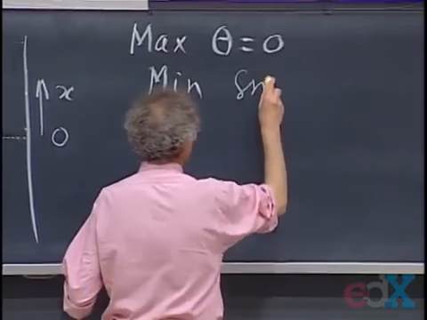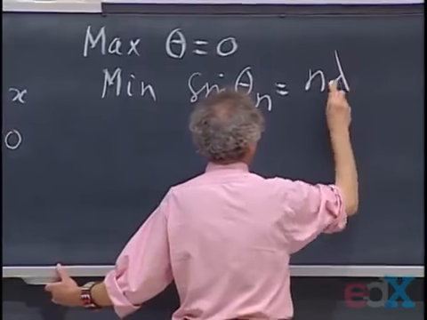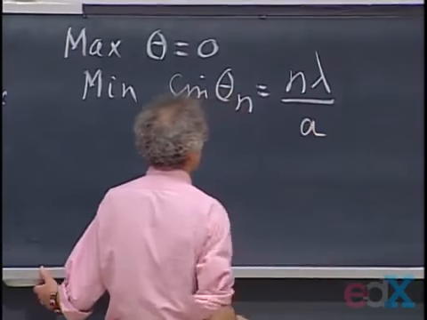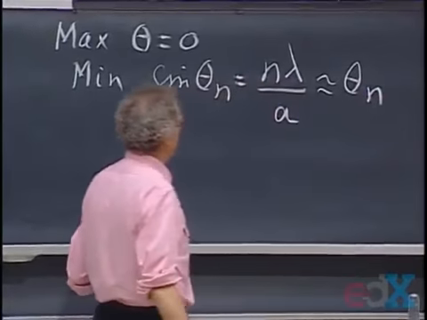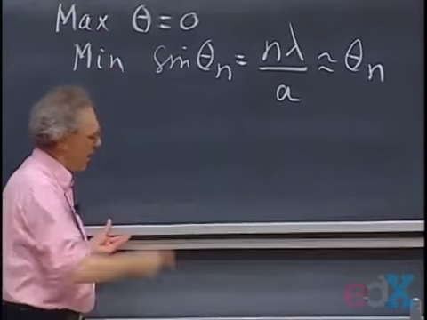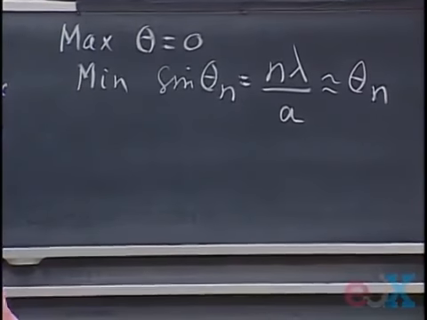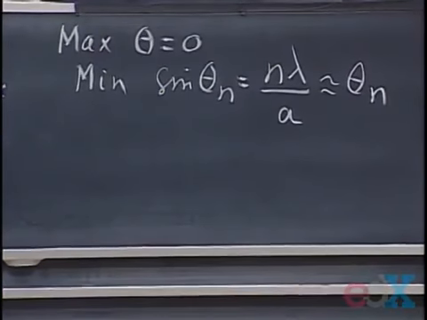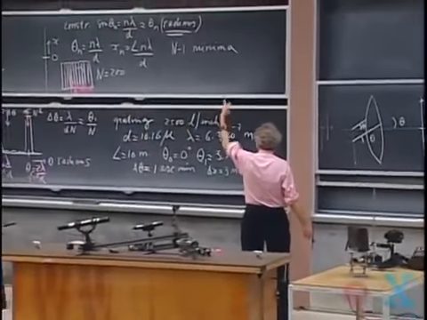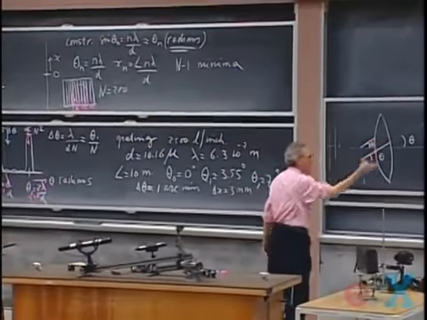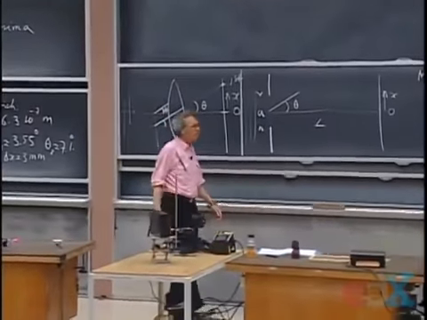The sine of theta n equals n times lambda divided by a. And for small angle approximation, this is the same as theta n in radians. When you see that equation, your first reaction should be that maybe I goofed by a factor of 2. Because that's the same equation that we have there, and then we have a d there. So how can we have minimum here where we have maxima there? Well, the situation is different.